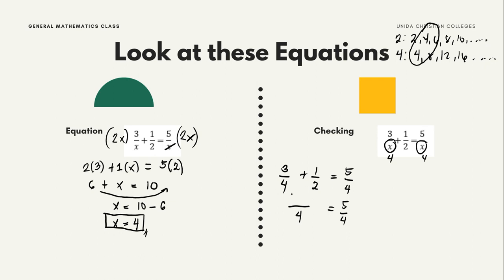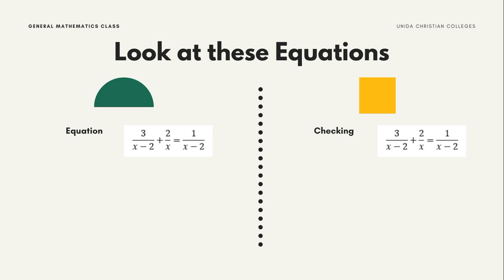And then proceed to divide, then multiply. 4 divided by 4 is 1. 1 times 3 is 3. 4 divided by 2 is 2, times 1 is 2. And then add 3 plus 2. You have 5 over 4 is equal to 5 over 4. As you can see, they are equal. So it means that the value of your x, which is 4, is correct.